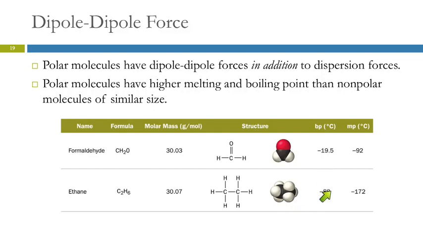So we see a big difference in boiling points and melting points. Boiling point for formaldehyde is minus 19 degrees Celsius. For ethane, it's minus 88 degrees Celsius. Ethane boils at a much lower temperature than formaldehyde. The forces holding the formaldehyde molecules together are much stronger than those holding ethane together. Ethane only has dispersion forces. Formaldehyde has the dispersion forces and the dipole-dipole forces. Any questions?